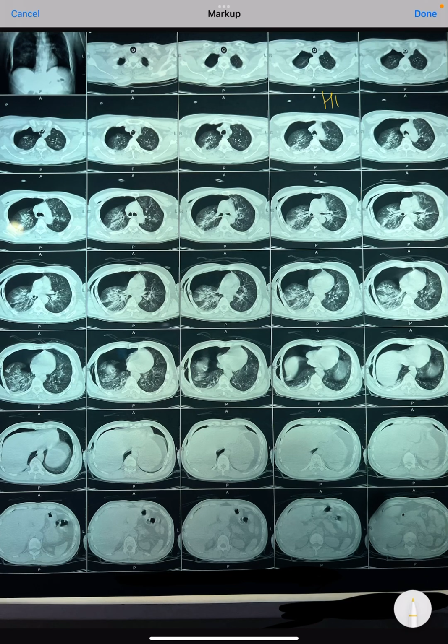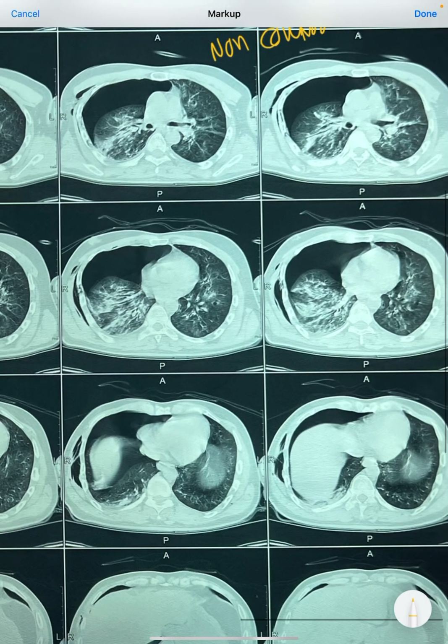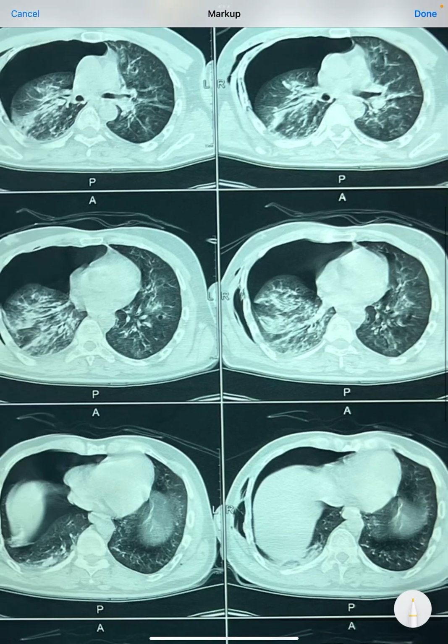So today we'll be discussing the HRCT chest. Now this is a very interesting CT scan of the chest. This is a high resolution non-contrast CT scan. So we definitely know that this patient had a history of injury.